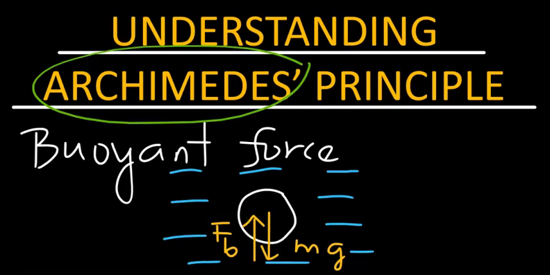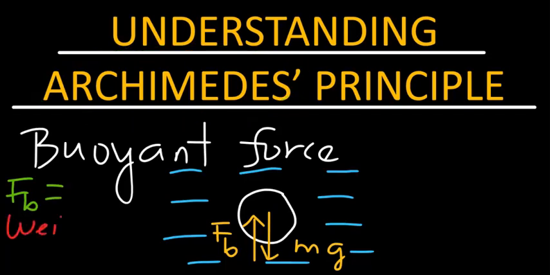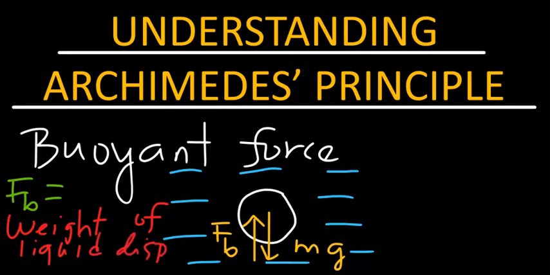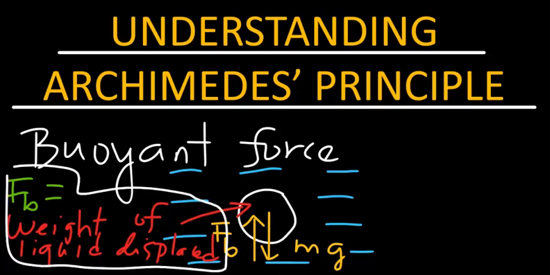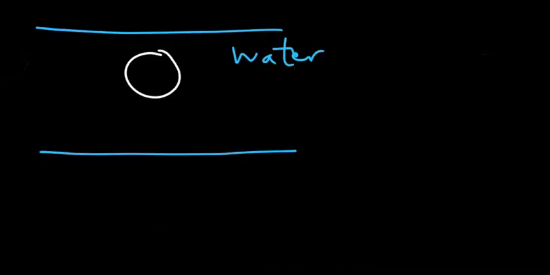It says the buoyant force, FB, is quite simply the weight of liquid, in this case water, displaced by this object. The statement can sound simple, but applying it to concrete problems may sometimes be tricky. Let's see how this buoyant force can be calculated.